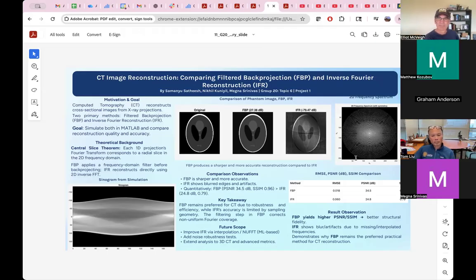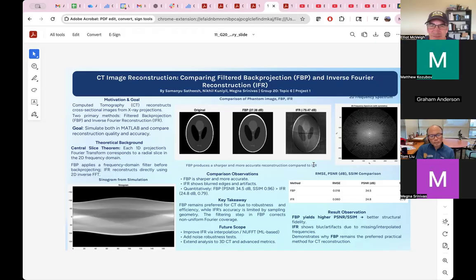So FBP applies a frequency domain filter before back projecting. That would basically correct the non-uniform sampling and enhance edge details, while IFR reconstructs directly from the frequency space. So we find that it's more sensitive to errors and noise. And as shown here in the middle, where we have our results compared to the original, the FBP image is sharper and truer to the original, while the IFR shows a lot of blurring and streaking artifacts.